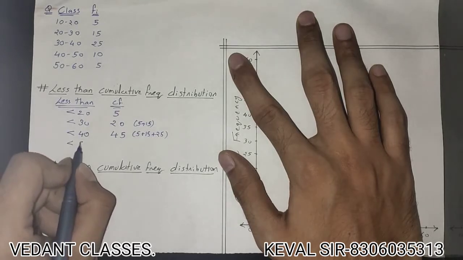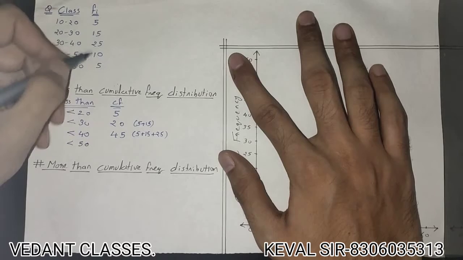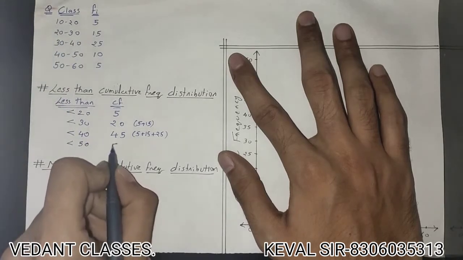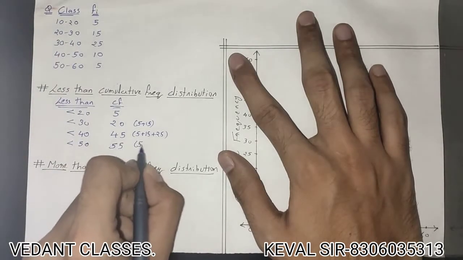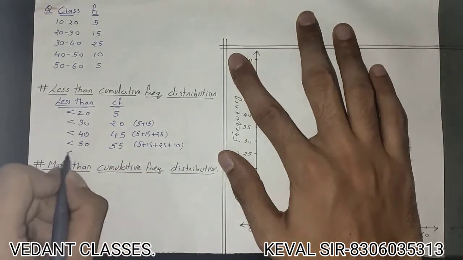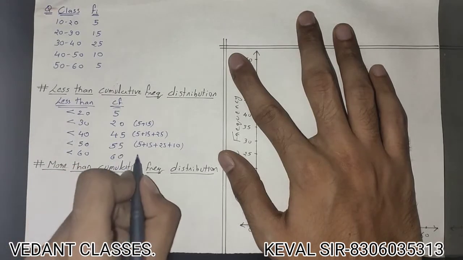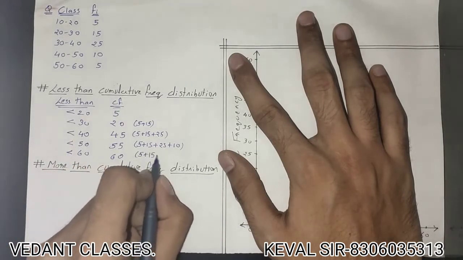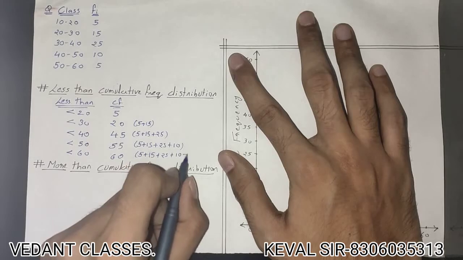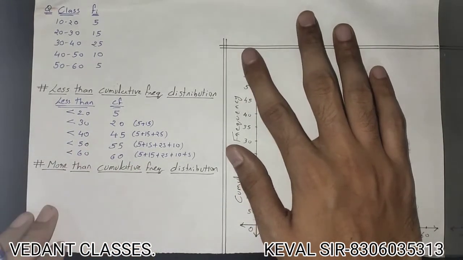Now for the value less than 50, you need to consider all these 4, so that will be 55. This will be like this, 5 plus 15 plus 25 plus 10. And the value less than 60, you need to consider all these 5 values, so this will be 60. So this is how you can make a cumulative frequency distribution for the less than type.